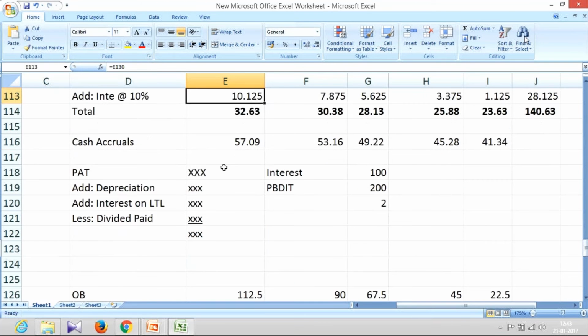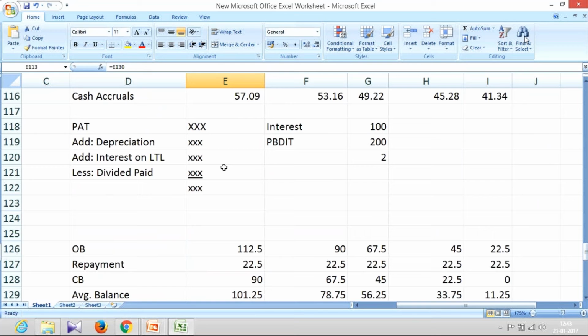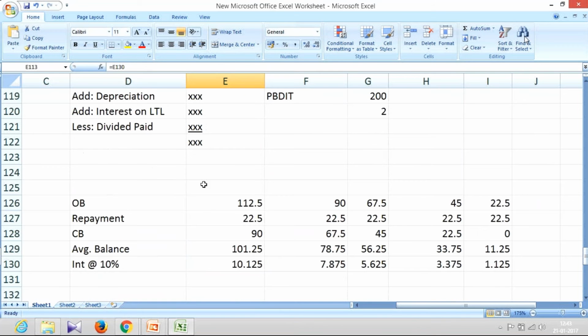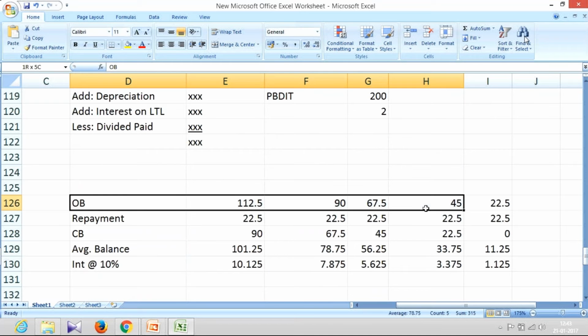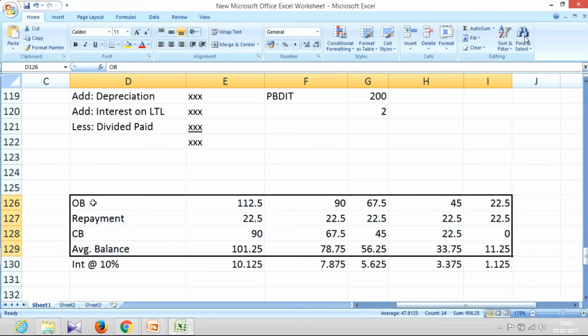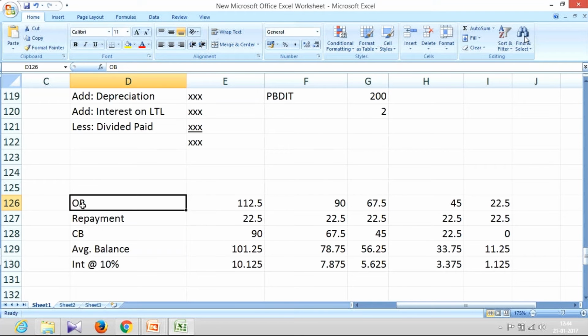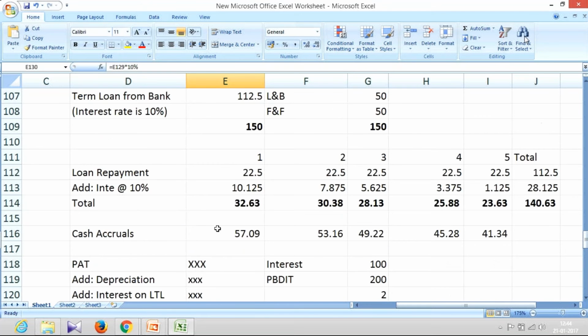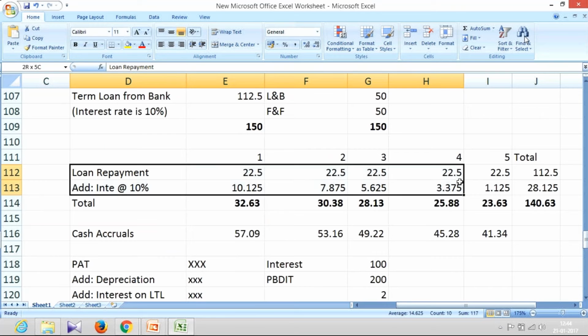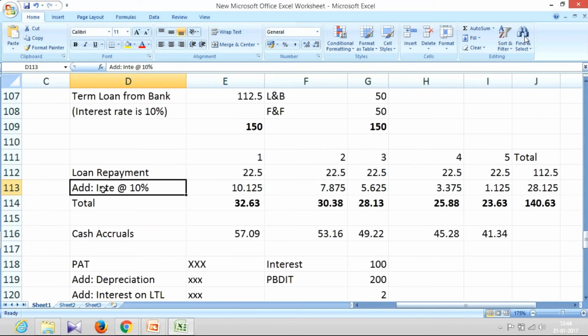Now, I have calculated interest based on the average balance. That is simple arithmetic. How to calculate the average balance? Opening balance minus repayment gives the closing balance, so opening plus closing divided by 2 gives the average balance. On that I have applied 10%. In that way I have calculated interest. It means you have to pay this loan repayment, you should also pay this interest, and both put together are going to be your total obligation.